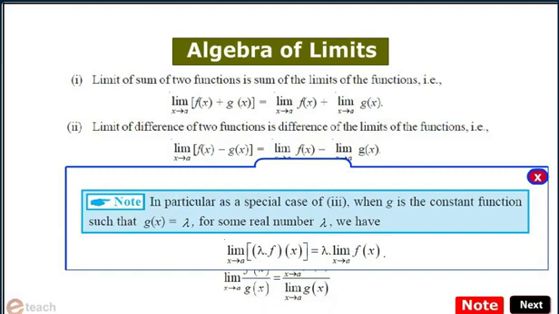Note that, in particular, as a special case of number 3, when g is a constant function such that g(x) equals lambda, for some real number lambda, we have limit x tending to a, lambda into f(x) equals lambda into limit x tending to a f(x).